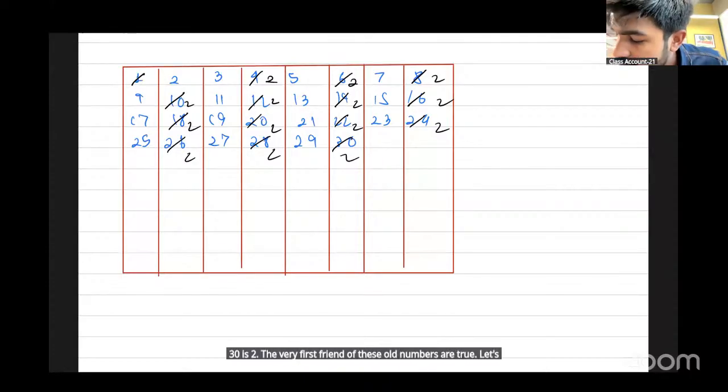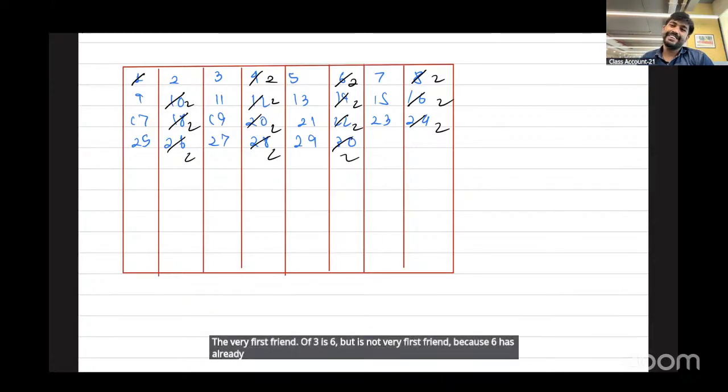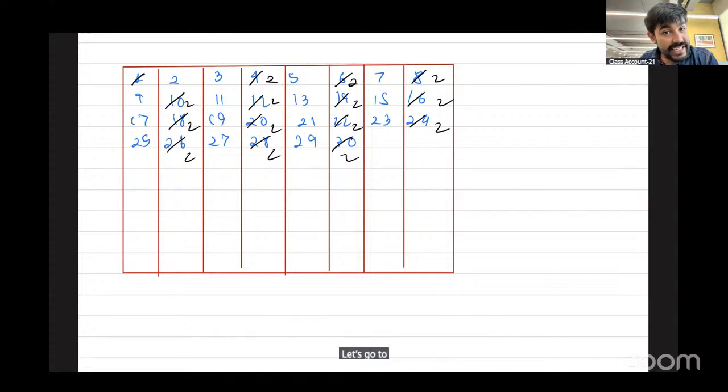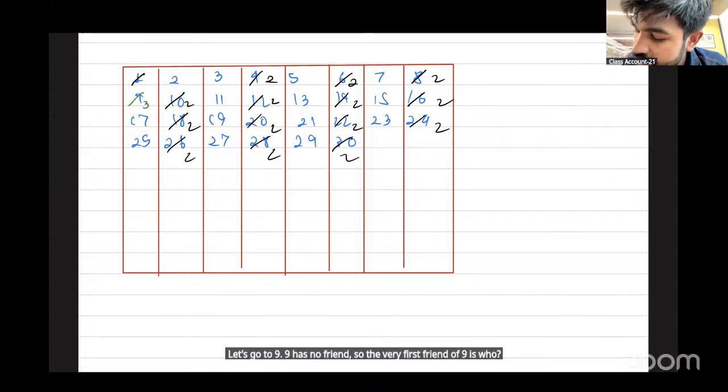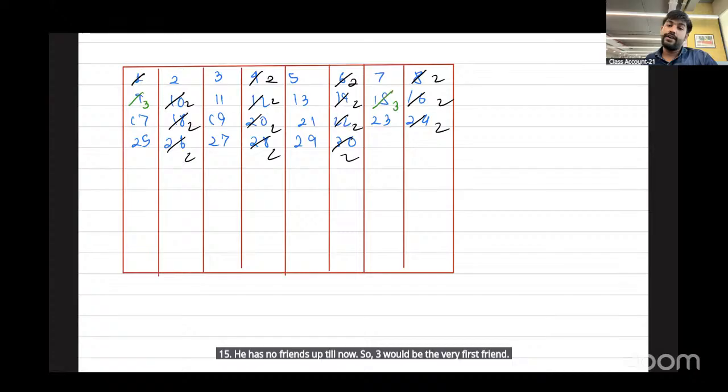Let's go to 3. The very first friend of 6 is not 3, because 6 already has a friend, 2. Let's go to 9. 9 has no friend, so the very first friend of 9 is 3. The very first friend of 12 is not 3 because 12 already has a friend, 2. 15 has no friends up till now, so 3 would be the very first friend of 15.